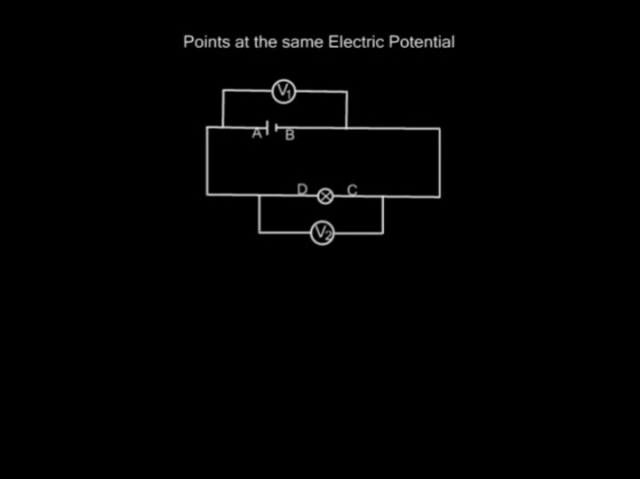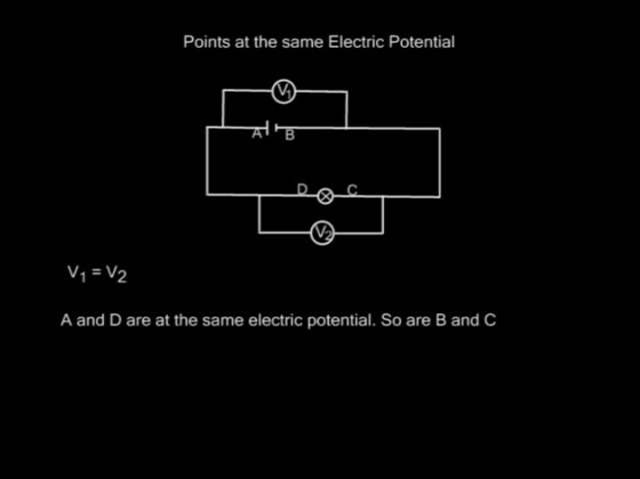Points at the same electric potential. The two voltmeters V1 and V2 on your screen indicate the same reading. This is because a good conductor of electricity joins points A and D. The same applies to points B and C. Points A and D are said to be at the same electric potential, and so are points B and C.